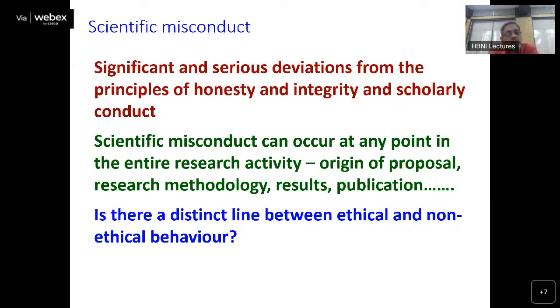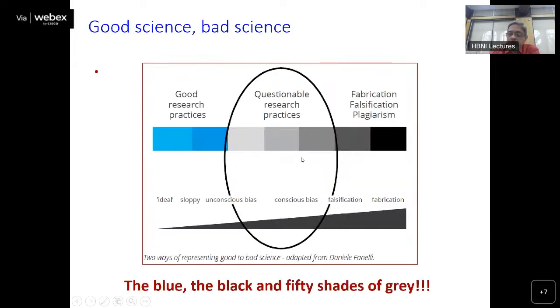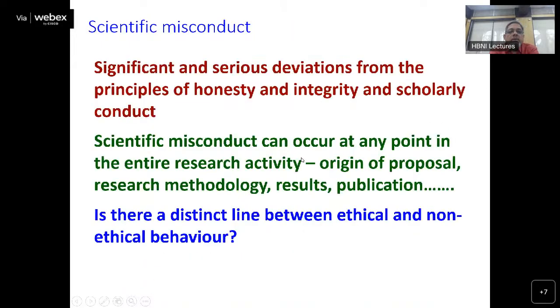So in this regard, how do you define in a very broad manner what scientific misconduct is? Basically, it means that there is a significant and serious deviation from the principles of honesty and integrity in scholarly conduct.